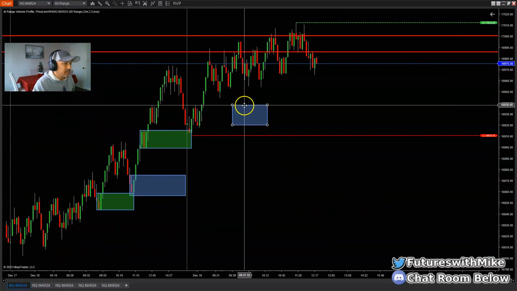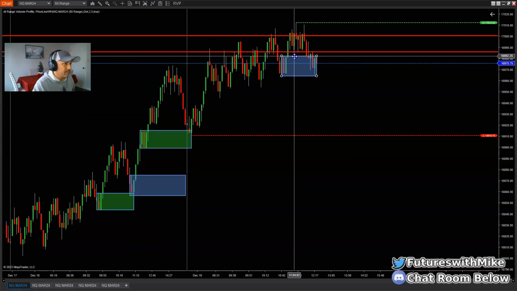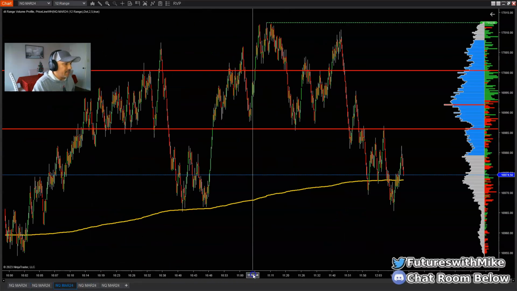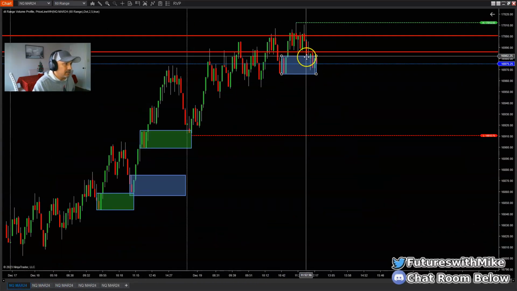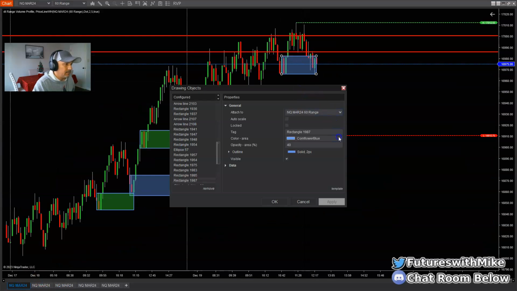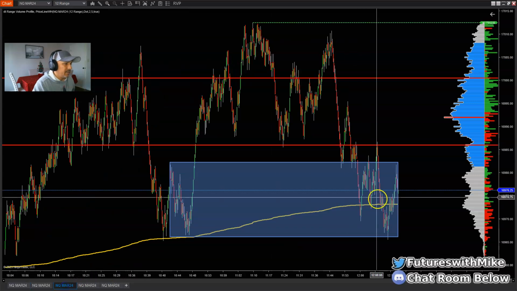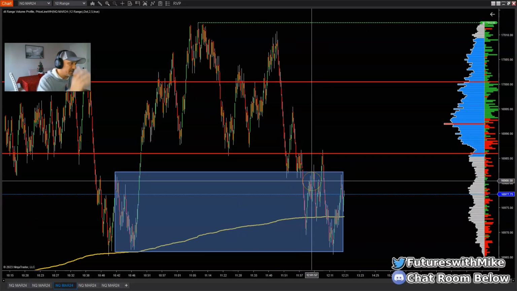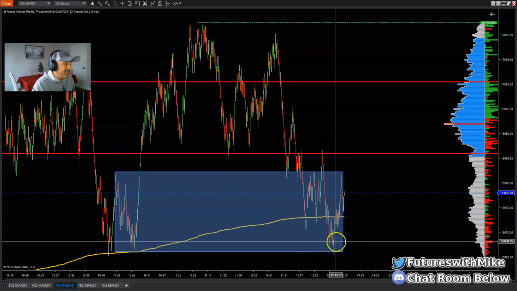So this was the higher time frame demand, this area here, and then on the lower time frame, let me do this. Let's do this, all charts. It paints across. Okay, so when it tapped into the zone here, this is the zone with the higher time frame from that blue box. It pulled deep into it.